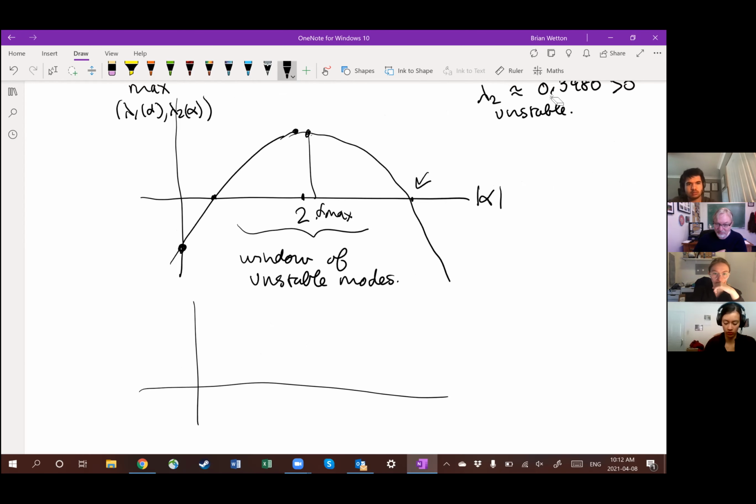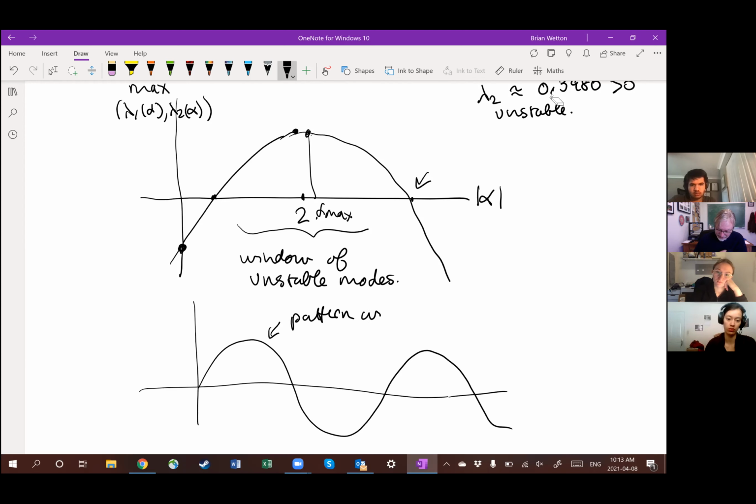So if you start with any kind of little wiggles on the equilibrium, eventually you're going to see solutions that are more or less a pattern with alpha equal to that maximum value, the wave number equal to that maximum value. This is the thing that's growing exponentially.